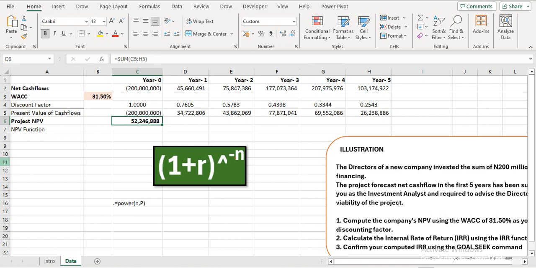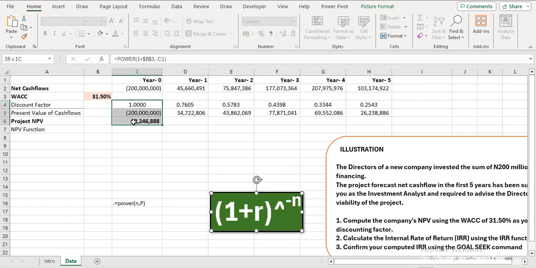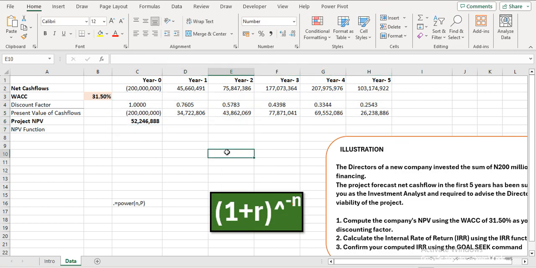Now, what is the implication of this answer to a finance analyst? The rule says that where your NPV is positive, then the project is viable. So all things being equal, we can recommend to the directors that based on the net present value approach, this project is good to go. Now, assuming I don't want to use all this route, and I decide, say, let me use the NPV function.